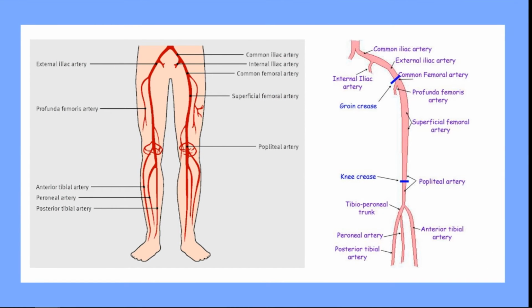You must be wondering, where is the bifurcation of the femoral artery and the popliteal artery? The bifurcation of the femoral artery is usually near the groin crease, and the trifurcation of the popliteal artery is usually near the knee crease.